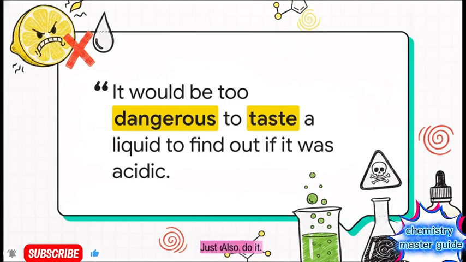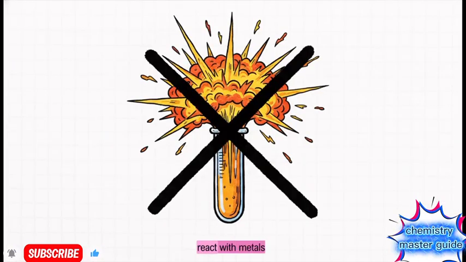Just don't do it. Also, remember how we said acids react with metals to make hydrogen gas? Well, we have to be incredibly picky about which metals we use. Dropping highly reactive metals like sodium or potassium into acid is a recipe for disaster. They react explosively, which is why those specific reactions are totally banned in standard school labs.